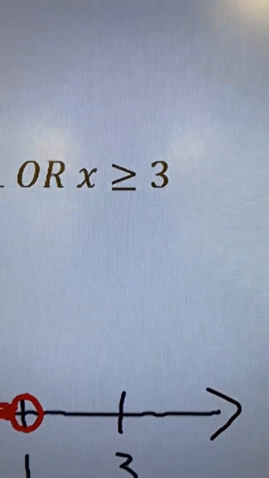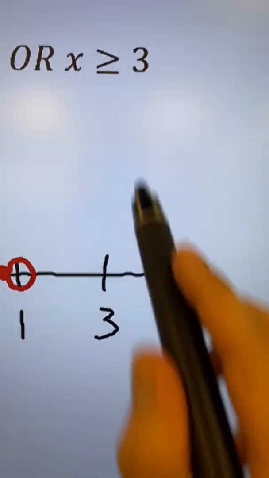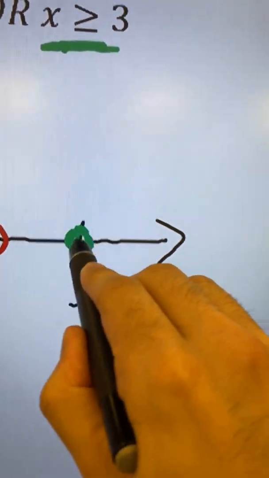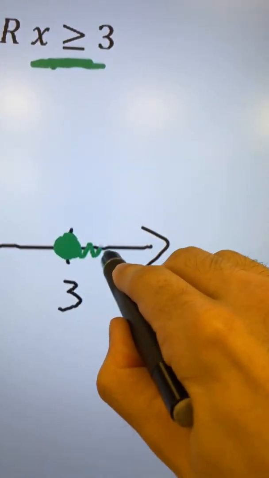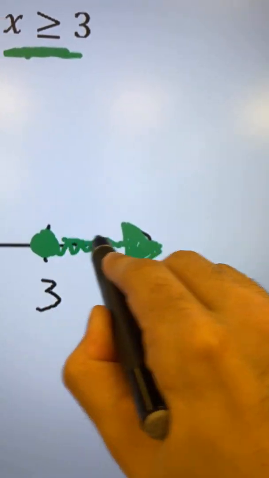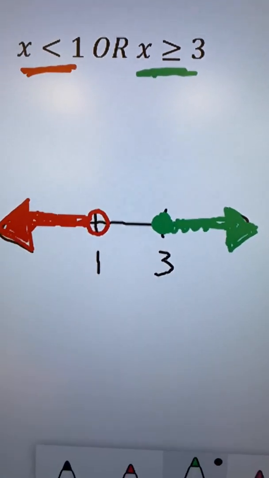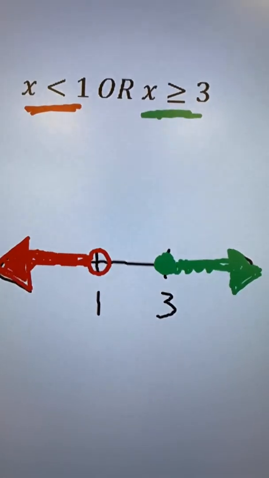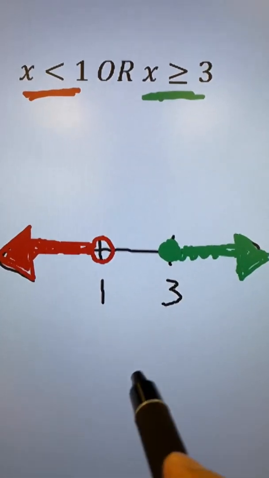The other solution set is all numbers greater than or equal to 3, so I'll do this one in green. All numbers greater than or equal to 3 means I'm going to include the 3, and I'm going to shade to the right. So all numbers greater than or equal to 3 will be to the right. You can see here that these are both solution sets combined onto the same graph. That's what you're doing with OR. You're just going to combine these onto the same graph, and that's it.